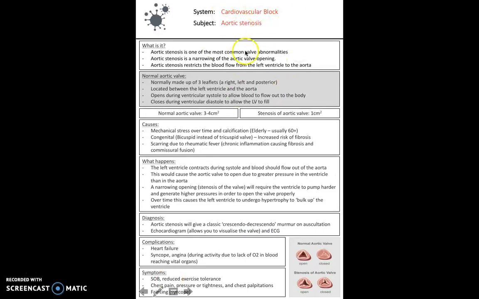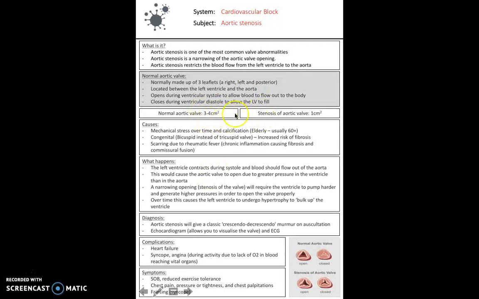In terms of aortic stenosis, we're now looking at the aortic valve, which is normally made up of 3 leaflets, a right, a left and a posterior, and this is located between the left ventricle and the aorta, so the outflow of the left ventricle to the rest of the body. Therefore, of course, it's going to open when the ventricles are contracting to allow blood to flow out, and close during diastole to allow the left ventricle to fill.